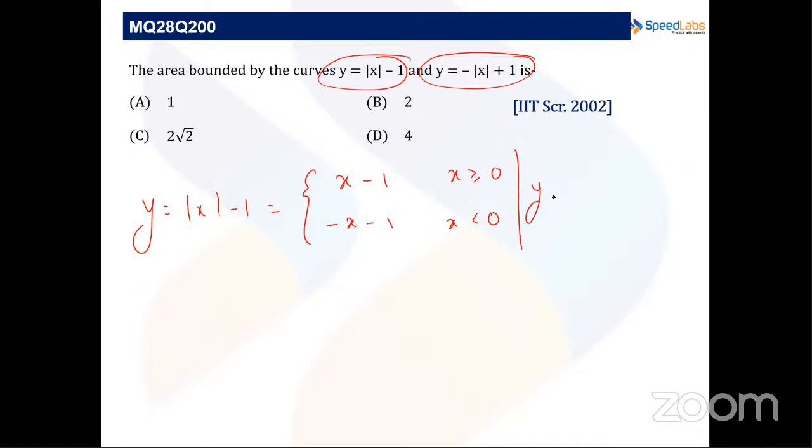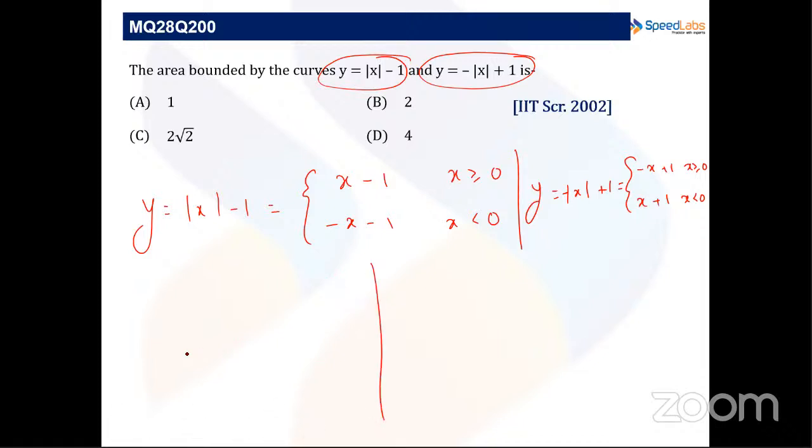Similarly, for this one, y equals minus |x| plus 1. So it will be equal to minus x plus 1 for x greater than or equal to 0, and x plus 1 for x less than 0. Because we know that |x| will be equal to x for x greater than or equal to 0, and it will be equal to minus x for x less than 0.